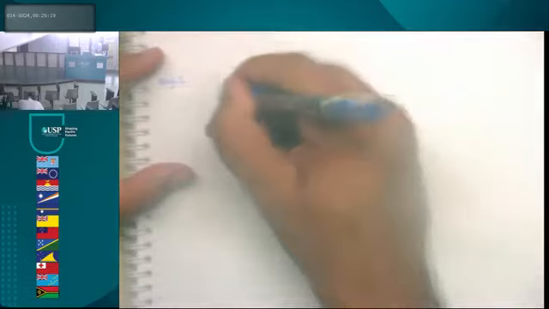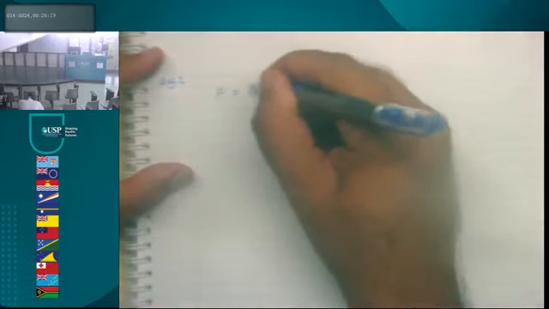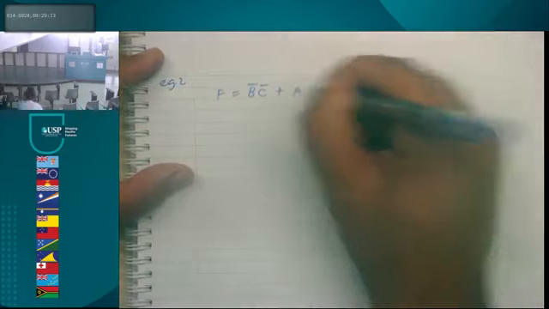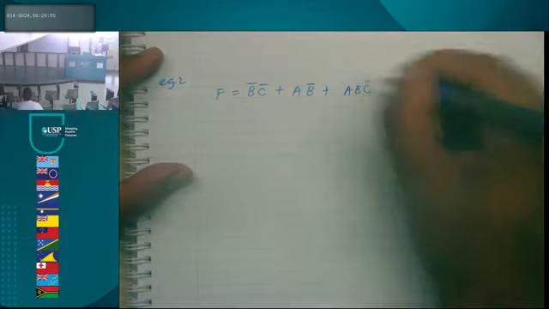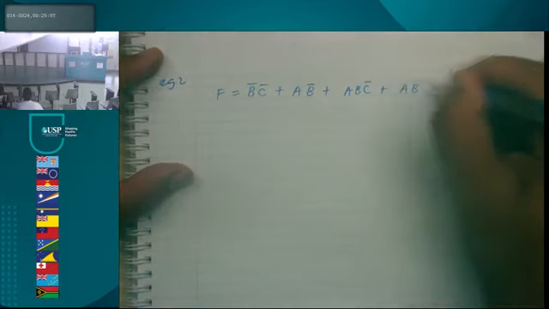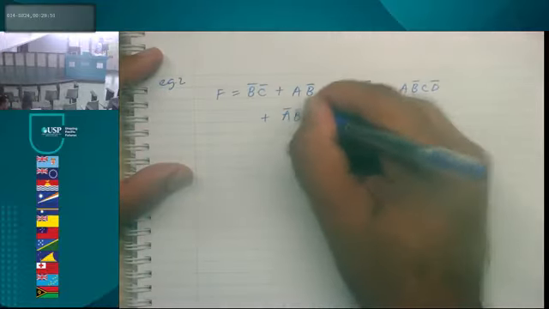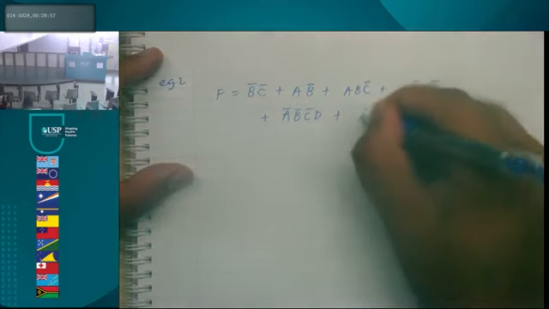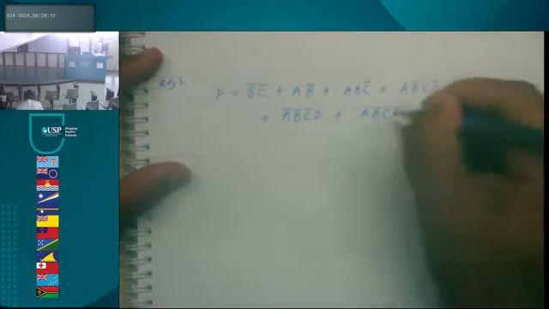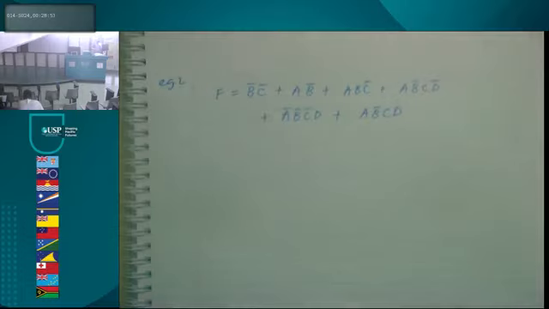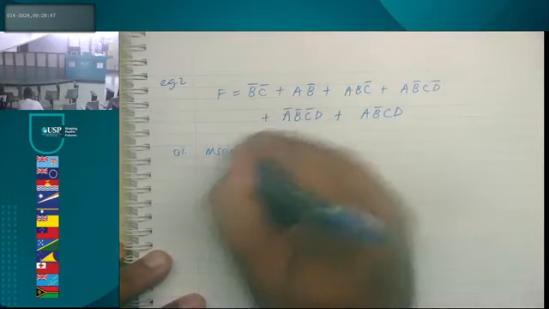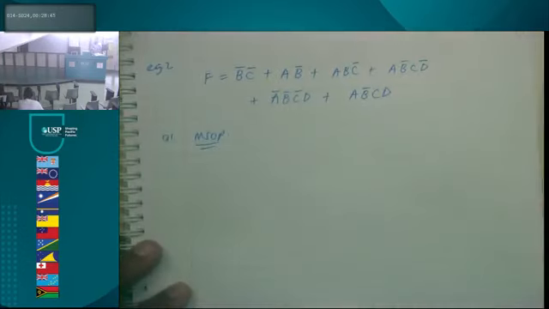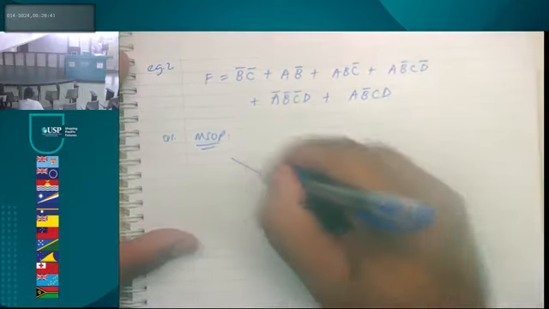Okay, let's look at this one. F is equal to B C bar or A B bar or A B C bar or A B bar C D bar or A bar B bar C bar D or A B bar C D. All right, guys. Okay, question one. Find me the minimum sum of products. Okay, very simple. Let's draw it in blue.